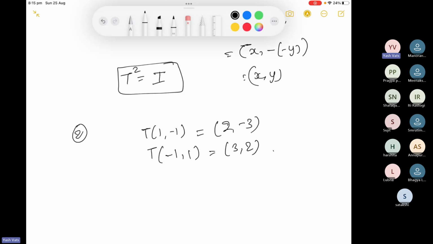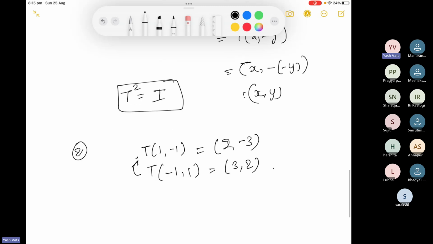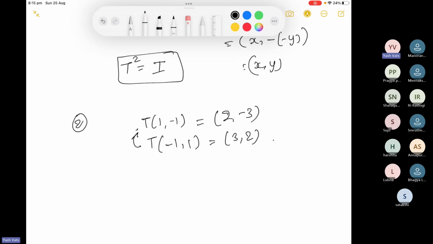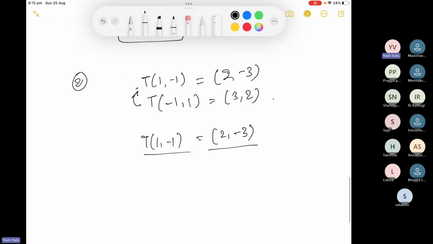So how do you do that? The first, you can derive the second equation from the first one. So you only have T(1, -1) equal to (2, -3). So how do you do that? Does there exist a linear transformation like this? Anyone? How will you solve this?